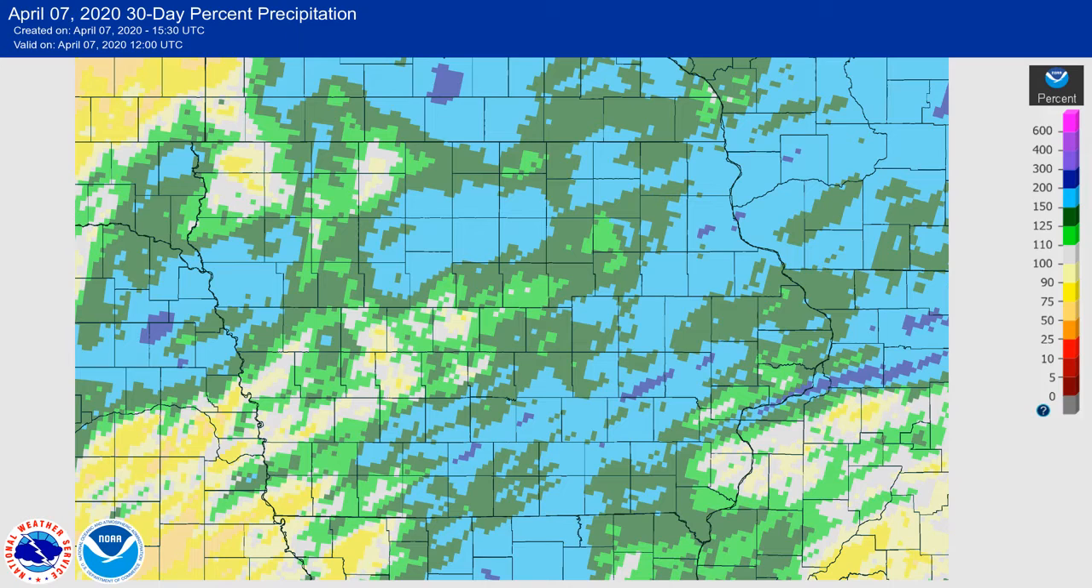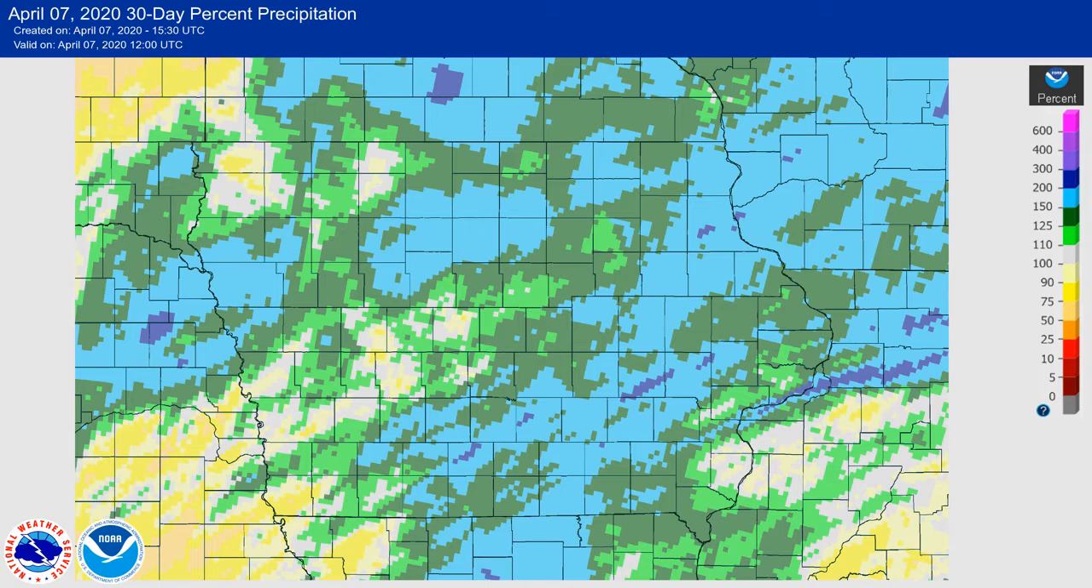What this figure shows is that across much of the state, we've had above average precipitation. Now, when you see that light blue color, that's anywhere from 150 to 200%, so twice the amount that we would expect across the state. We only see dry conditions in a few spotty parts of northwest Iowa and in that southwest corner.